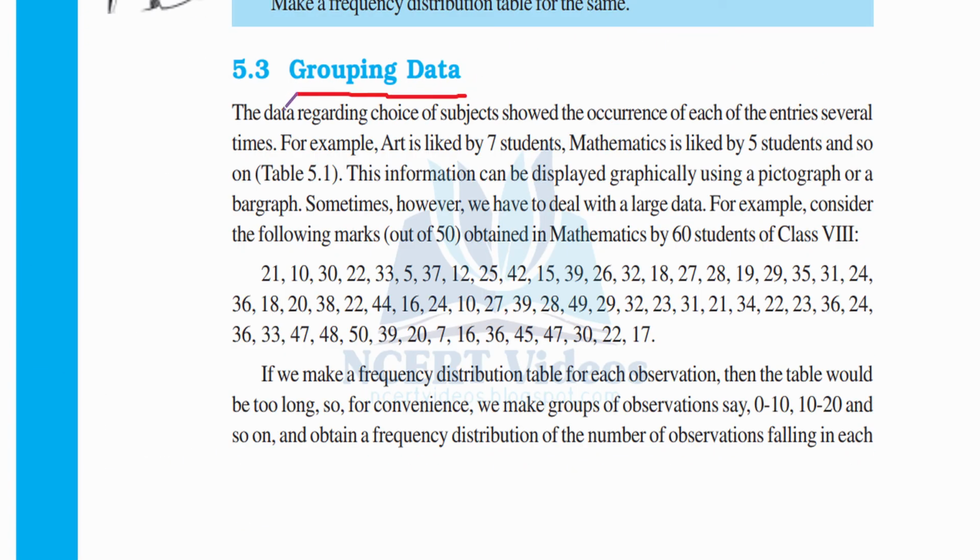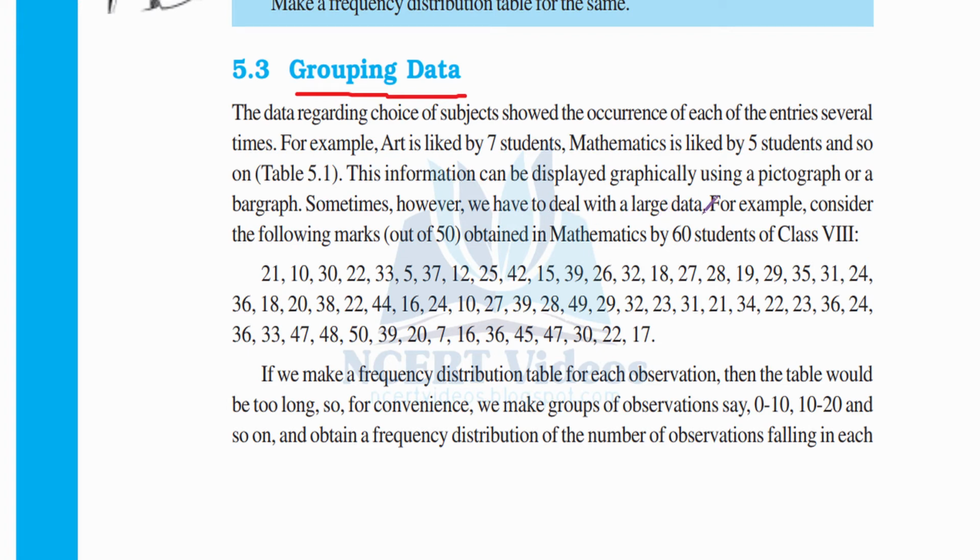Grouping data. The data regarding choice of subjects shows the occurrence of each of the entries several times. That is the frequency. For example, art is liked by 7 students, mathematics by 5. This information can be displayed graphically using a pictograph or a bar graph, because these subjects are few and we are talking about a small number of children. Sometimes, however, we have to deal with larger data.